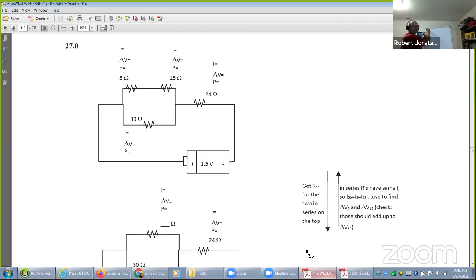This is 27.0. Nah, I don't have room for this problem number even.